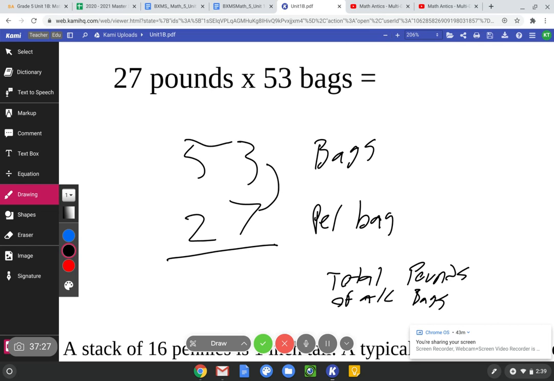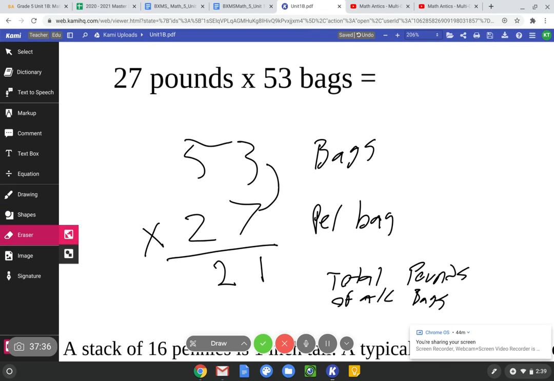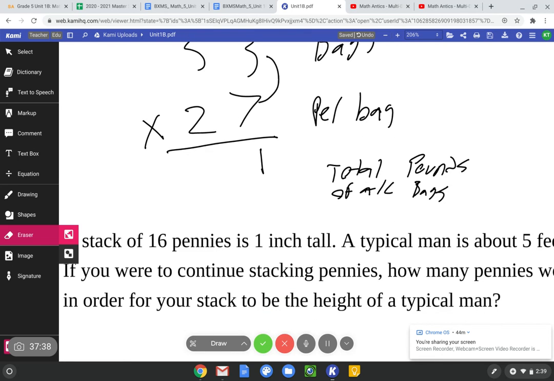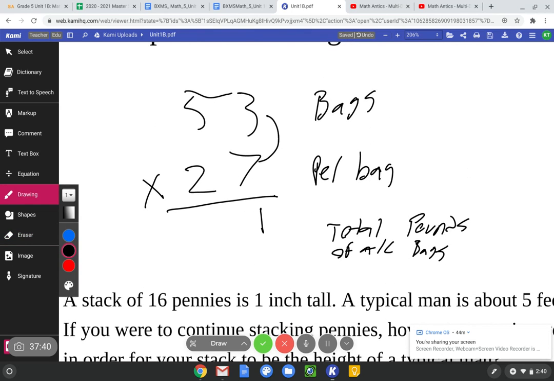So 7 times 3, that's going to be 21. But that 2 is in my way, so I'm going to put it in the added. Seven times 5, that's going to be 35, plus that 2, that's going to be 37. And I can leave that 3 there because there's nothing here that's in my way.